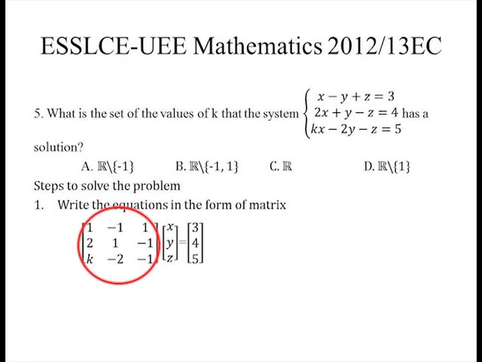The first one is the coefficient matrix, that is the coefficient of variables in the first equation in row 1, 1, negative 1, 1. Row 2, the coefficient of the variables in the second equation, that's 2, 1, negative 1. Row 3, the coefficient of the variables in the third equation, k, negative 2, negative 1, times the variables x, y, z is equal to the numbers to the right of equality, that's 3, 4, 5.